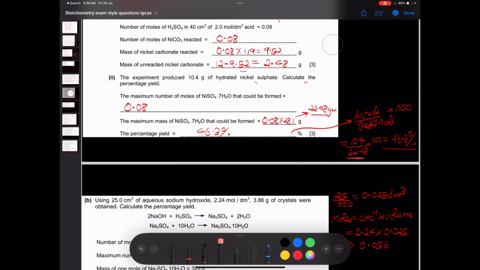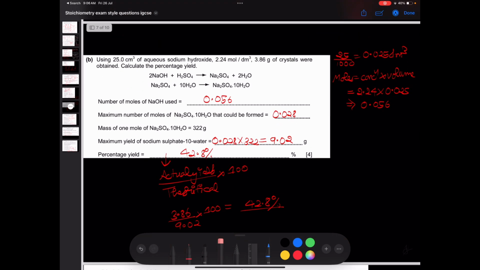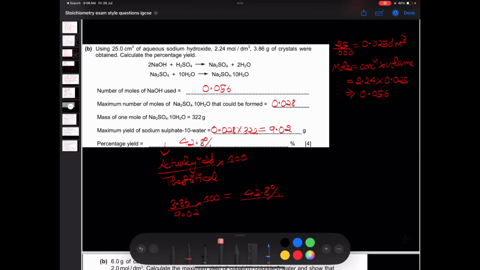Now, moving on to the next question. Now again a similar type of question with less parts. First question is number of moles of NaOH used. So NaOH volume is given here. Along with that, the concentration is given here.